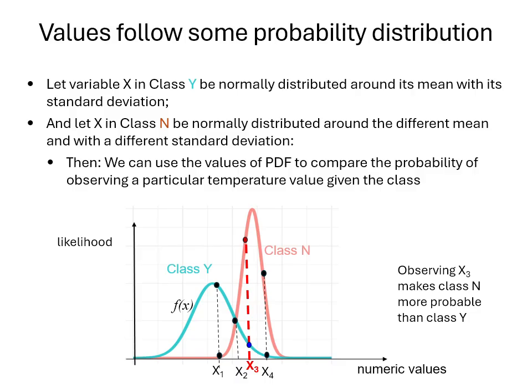If these two distributions differ, then we can use the values of the PDF function to see what is more probable, observing X given Y or observing X given No. For example, X1 definitely suggests that it has a much larger chance of happening inside class Y, and X3 has a larger chance of happening in class No. And if we observe the value X2, then the probabilities for both classes are roughly the same.